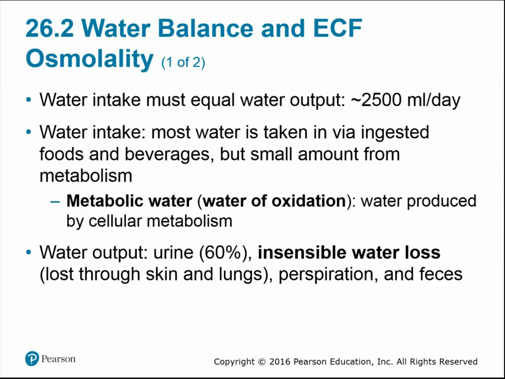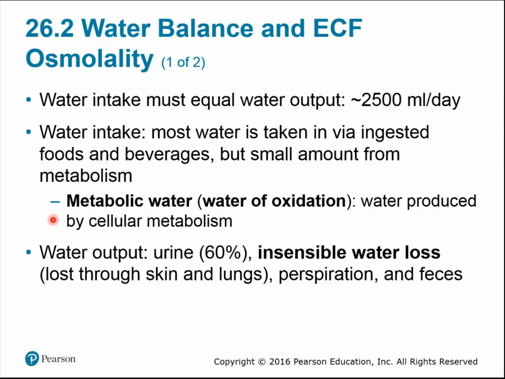So looking at our water balance and the concentration or osmolality of our extracellular fluid, we want to try to keep balance with our water intake and water output. So we don't want to lose more water than we're taking in. With water intake, most of the water is going to be taken in via ingested food and beverages, but we do get a small amount from metabolism. This is called metabolic water. A byproduct, or maybe a waste product, of our cellular metabolism is water, right, as well as carbon dioxide that we exhale.